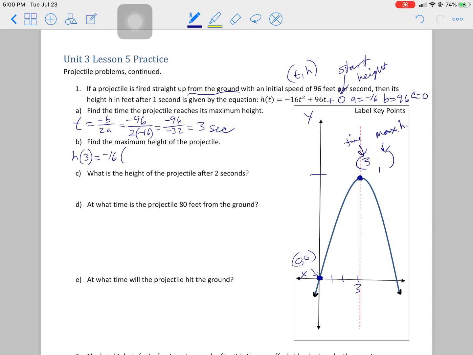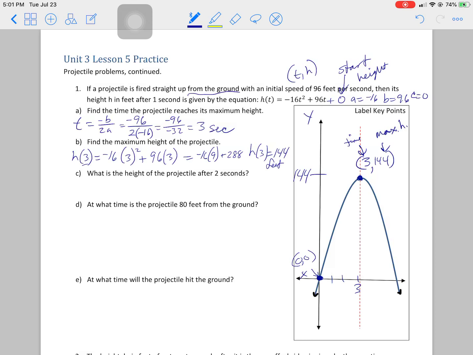And that goes back in the original. Everywhere there's an X or a T, we are going to put a 3 and crunch out the numbers here. Don't forget order of operations says do the square first. So h of 3 equals 144 feet. All right, so that's 144 right there. Okay, that's the 3 seconds.